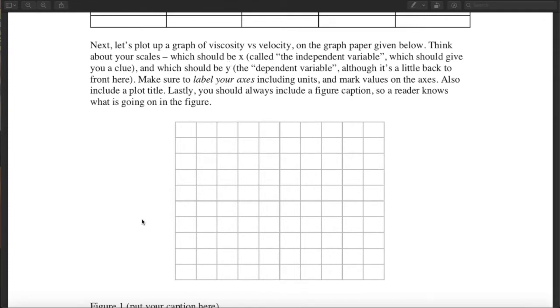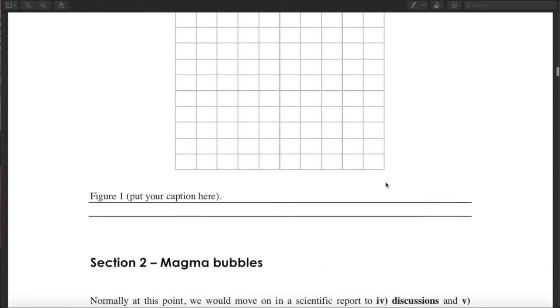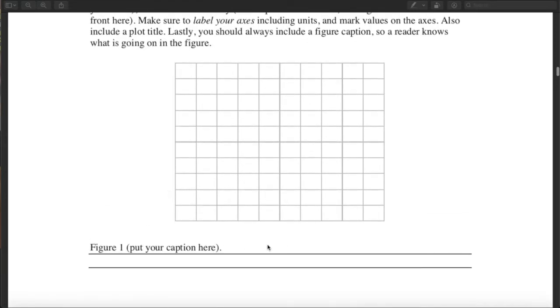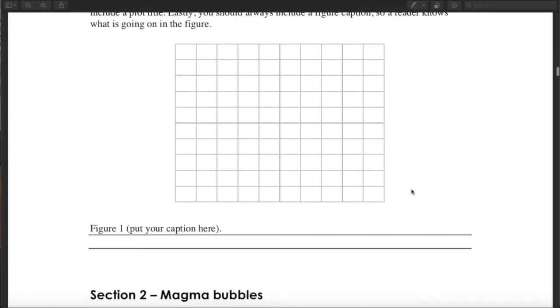So put down what it is. Is it velocity? Is it viscosity? Write it down and write your units on the axes as well. Include a plot title. You should always have a plot title. And lastly, you should also have a caption here to describe to the reader what is going on in your figure. So it might say something like, Figure 1, the relationship between velocity and measured viscosity for a marble drop experiment using four different viscosity fluids. And that would explain to me what these four different points you plotted up here would be. Right, I'll leave that to you.